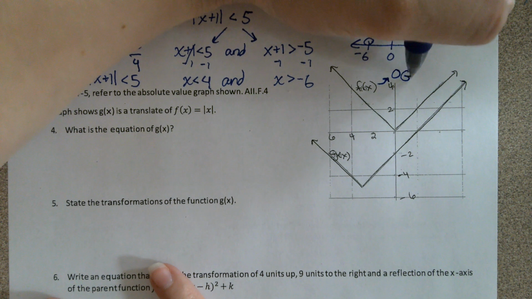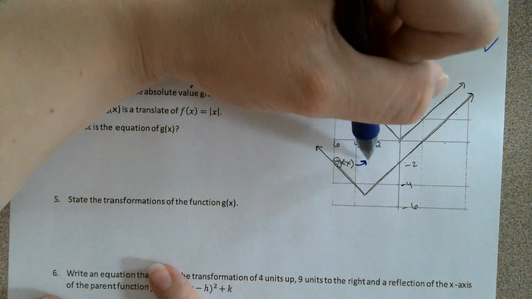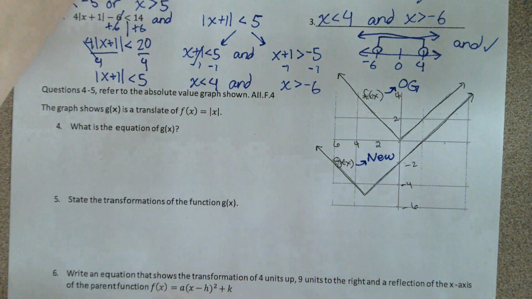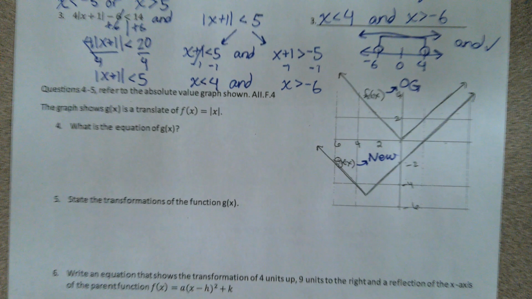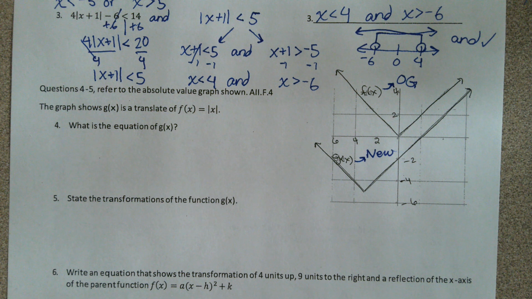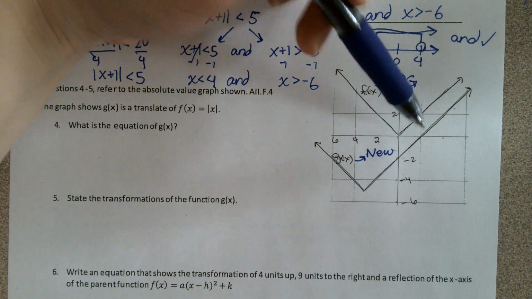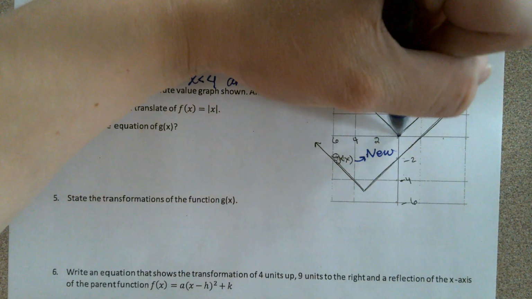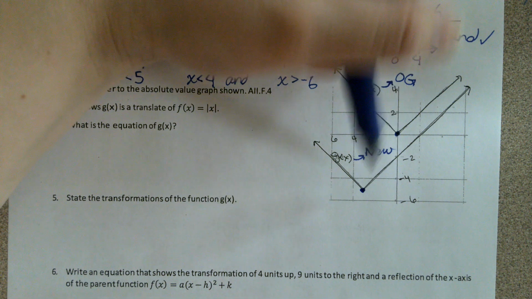This was the OG graph. And then g of x is the new graph. So this is f of x, this graph is, after we moved it. So we're trying to figure out how did it change. I would recommend answering 5 first because 5 helps you answer 4. State the transformations of the function g of x. In order to get this from f of x to g of x, the easiest thing to do is look at the vertex and see how it changed from here to here.